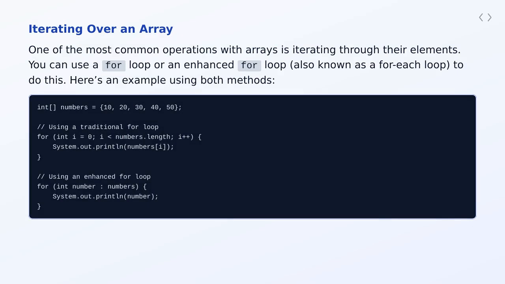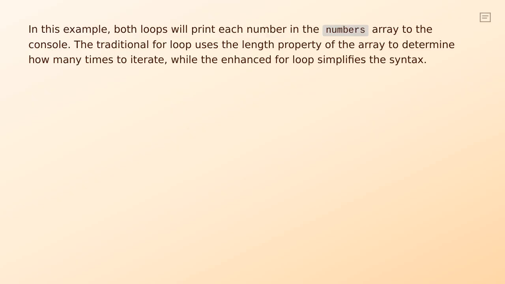Now, iterating over an array. One of the most common operations with arrays is iterating through their elements. You can use a for loop or an enhanced for loop, also known as a for-each loop, to do this. Here's an example using both methods. I'll let you read the examples on screen rather than reading every line aloud. In this example, both loops will print each number in the numbers array to the console. The traditional for loop uses the length property of the array to determine how many times to iterate, while the enhanced for loop simplifies the syntax.